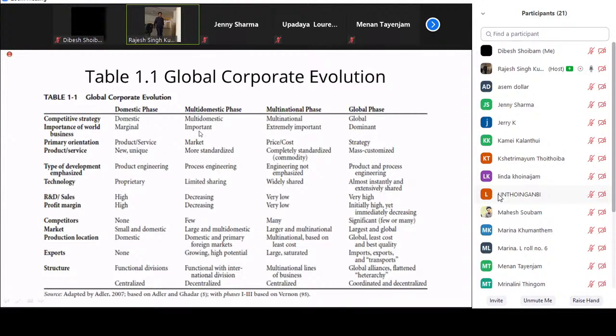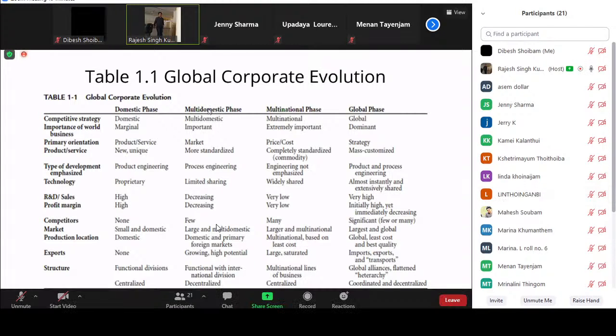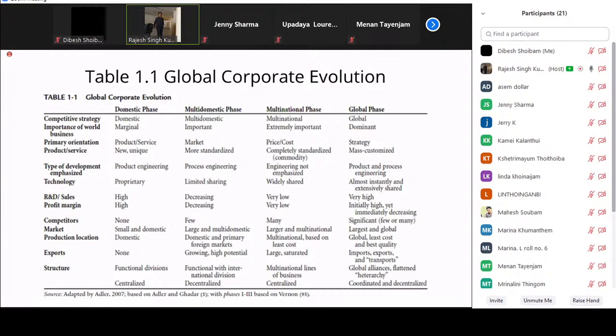Then the second phase is the multi-domestic phase, wherein, apart from the domestic clients, we started exporting our products to other countries. And in this process, we don't take into consideration the diversity of culture. Whatever product features are there, we simply export it to another country without taking into consideration any cultural differences that exist between the domestic market and any other foreign market.